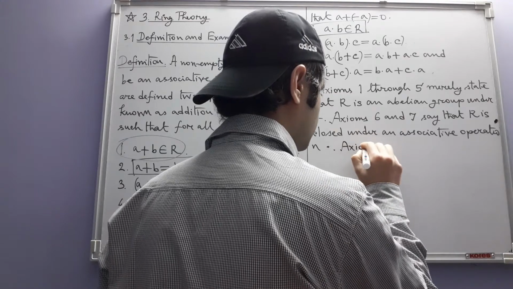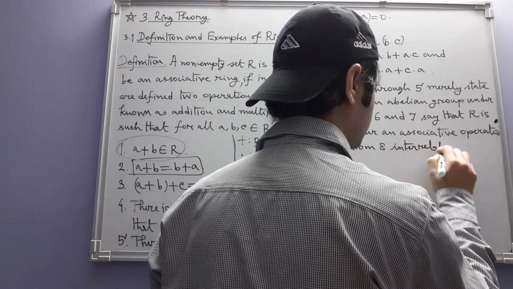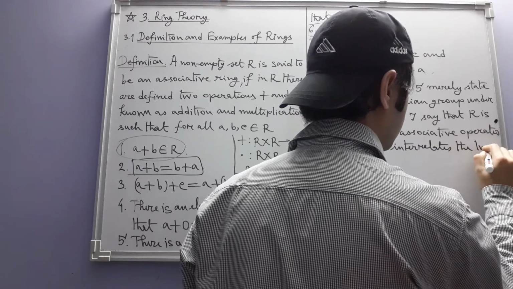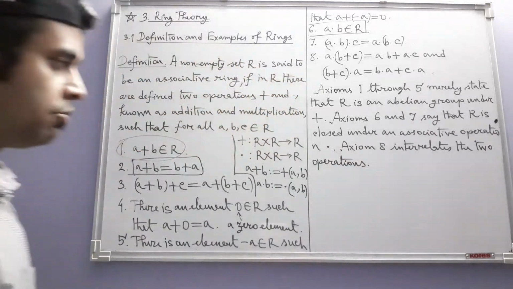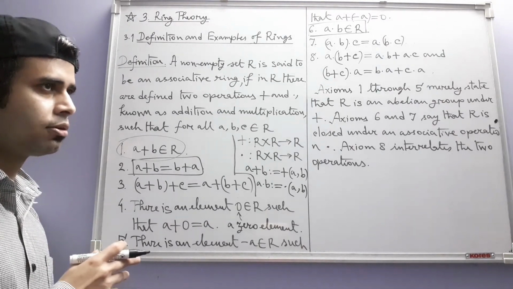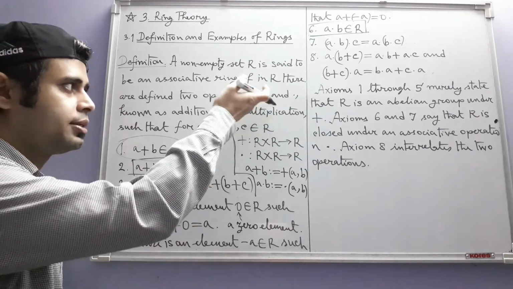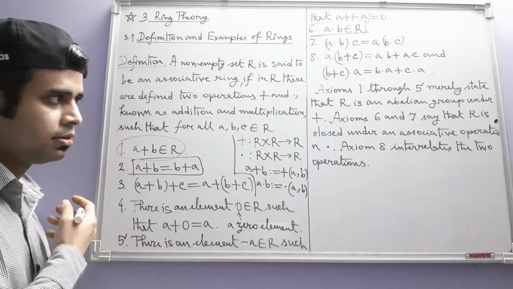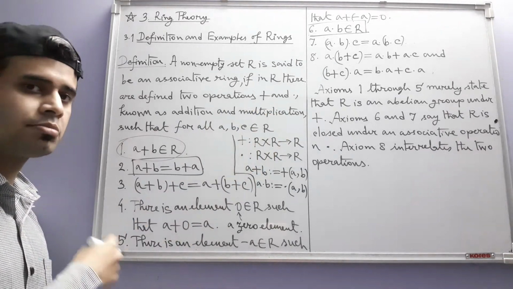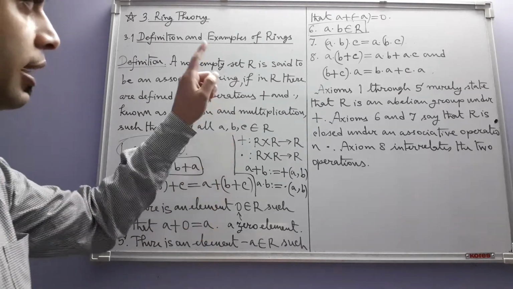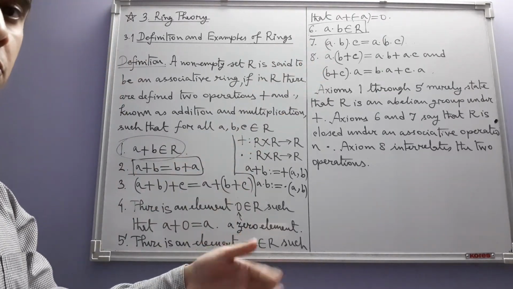Axiom 8 interrelates the two operations. When we work with multi-operational systems, not only in algebra but elsewhere also in mathematics, like here we have 2 operations, there are some systems which may have even many other operations. Some of them behave like this, some other operations may behave entirely differently. But in all of them, we will see axioms like this, which link the operations to one another.